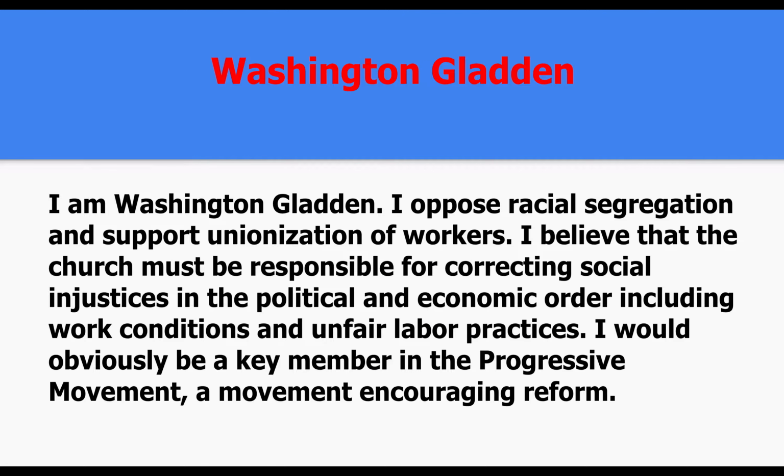Now we have Washington Gladden. It says, I am Washington Gladden. I oppose racial segregation and support unionization of workers. I believe that the church must be responsible for correcting social injustices in the political and economic order, including work conditions and unfair labor practices. I would obviously be a key member in the progressive movement, a movement encouraging reform. So do you think he was a member of the social gospel movement or the social Darwinist movement?